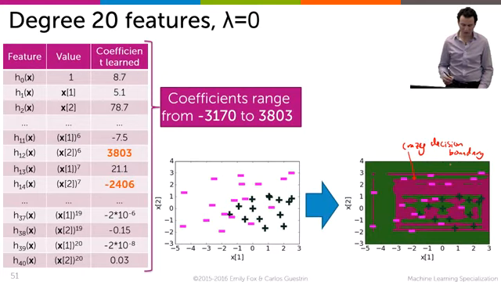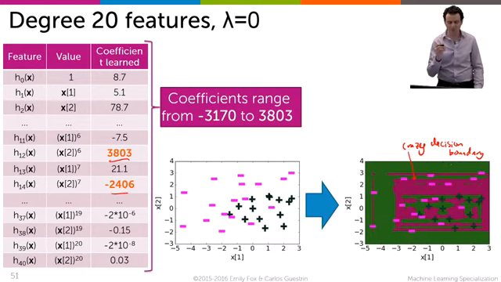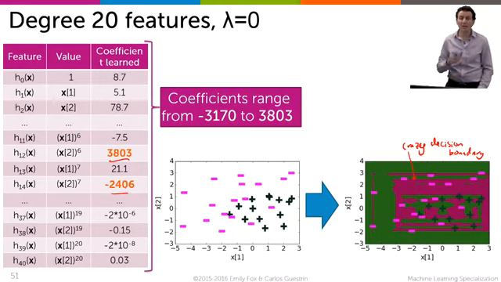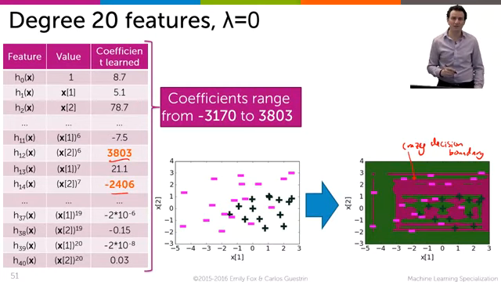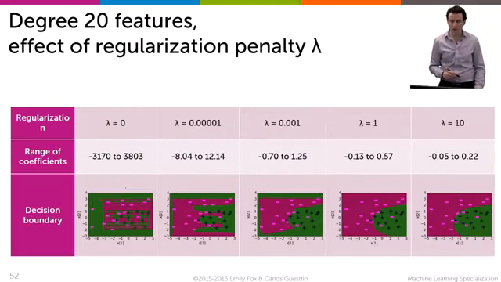And the parameters had very large magnitude. In fact, they varied from minus 3,170 to 3,803. So they were very big. Now we're going to take the same setting, same number of features, same data, same everything, but just vary the parameter lambda and see what happens. And here we're showing the results of doing exactly that.